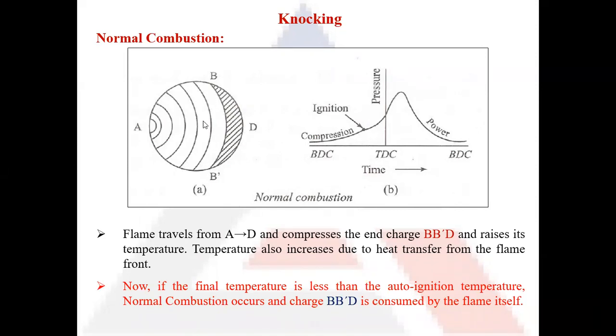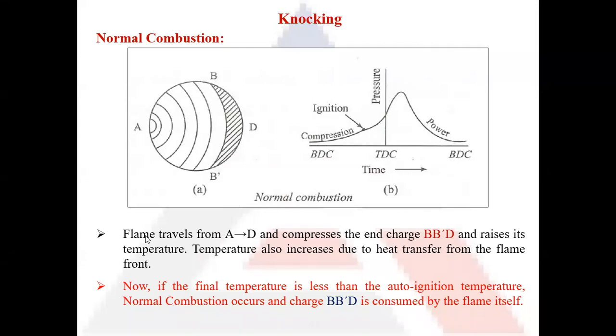In diagram B, you can see the pressure versus crank angle diagram. Compression takes place, the charge is ignited, the maximum pressure point is reached, and after that afterburning takes place. Now this is for a normal combustion.